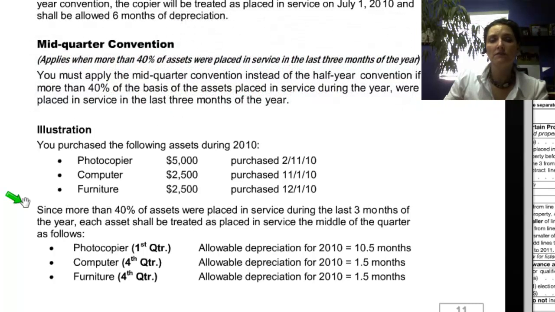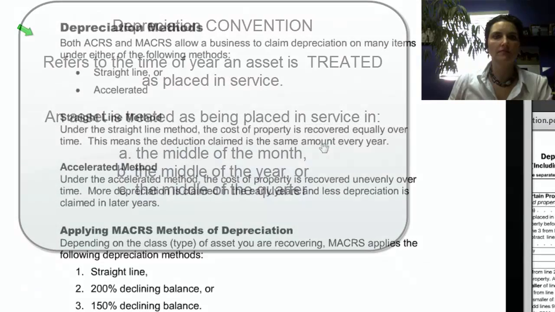And under the mid-quarter convention, each asset is treated as if it was placed in service in the middle of the quarter as follows. For the photocopier, we are going to figure that it was placed in service in the middle of the first quarter. That would be the same as February 15. And we count February 15 forward. That gives us 10.5 months. The computer and the furniture will both be treated as if they were placed in service in the middle of the final quarter, which is the equivalent of November 15. So in other words, we get 1.5 months of depreciation each on the computer and the furniture.